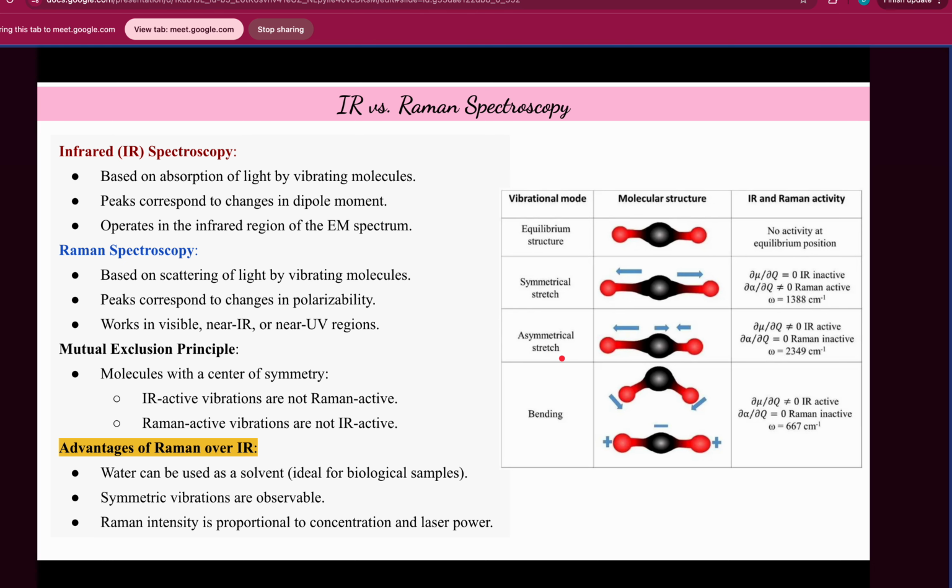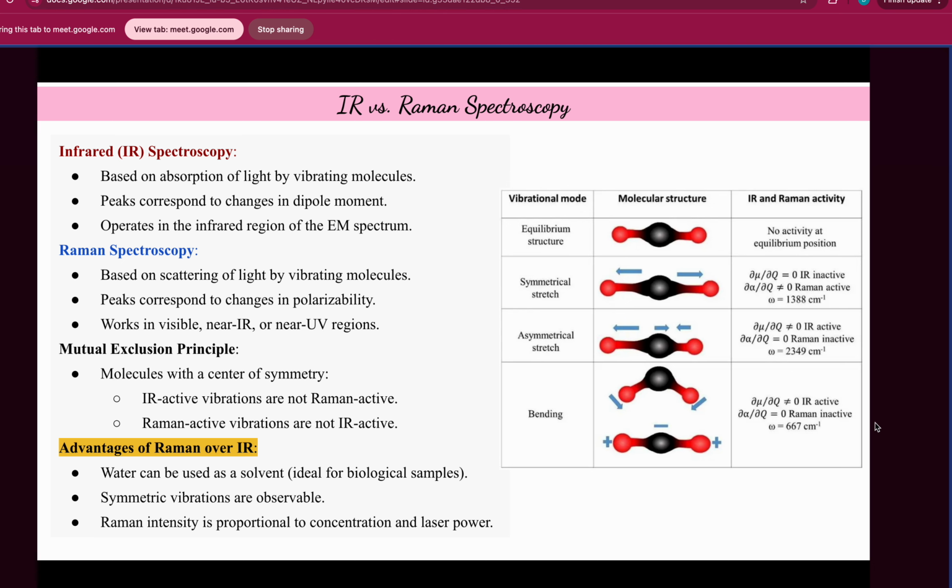Then comes asymmetric stretching. In such scenarios, there is a change in dipole moment. So the dipole moments don't cancel out each other, and that's why it is IR active. Whereas if we find the ratio of them, then it comes out to be zero, so it is Raman inactive. Then comes bending. In case of bending, it is IR active, whereas in case of this particular type of bending, it is Raman inactive.